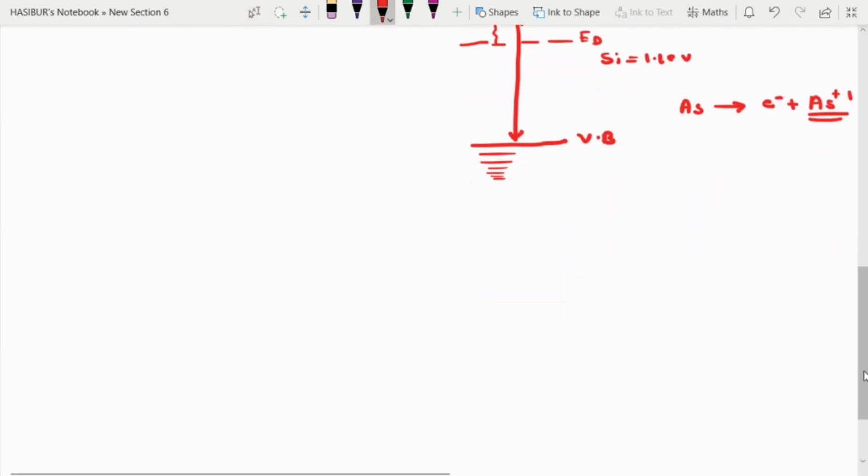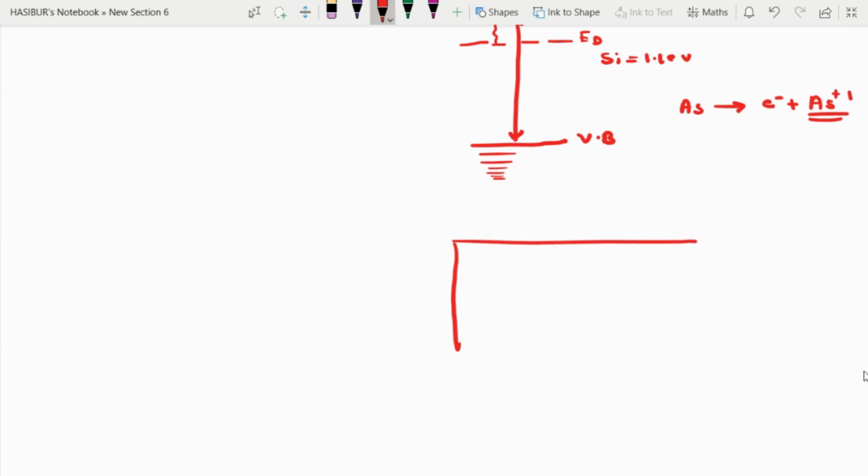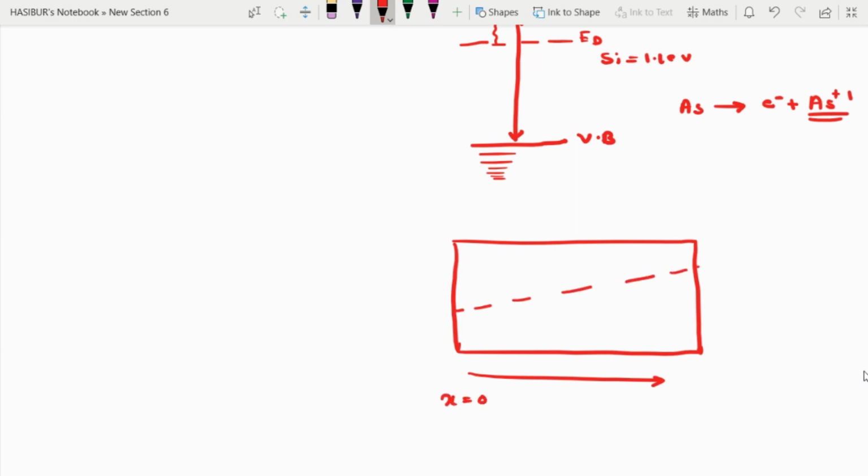Let's think of a scenario here. There is a silicon semiconductor, and I am doping it with arsenic, but the doping is not uniform. With distance, the doping concentration changes, and let's take the doping concentration like this. At x equal to 0, the doping is low, and at x equal to L, the doping is maximum, and this profile changes linearly.